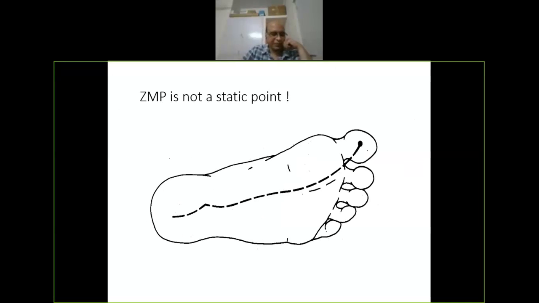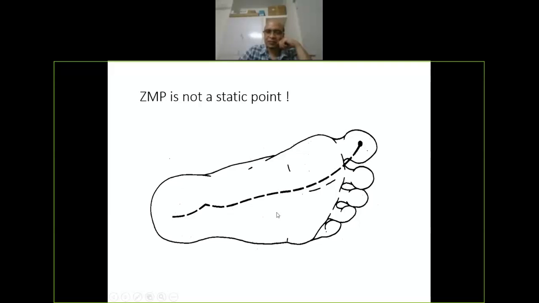And something interesting here, if you look at the sole of your own foot, when the person is walking, the zero moment point moves. If you think about how you walk, essentially the zero moment point starts from the heel, moves from the side, and then goes to the big toe, and then it goes to the other foot. So this is the foot on the ground.